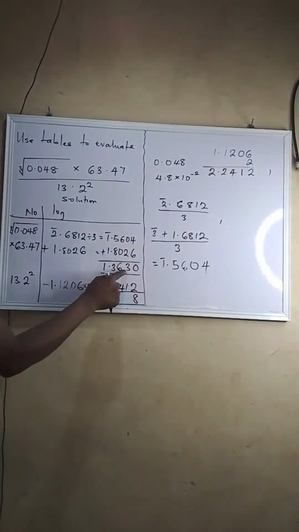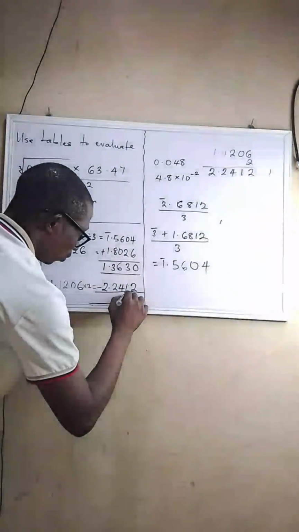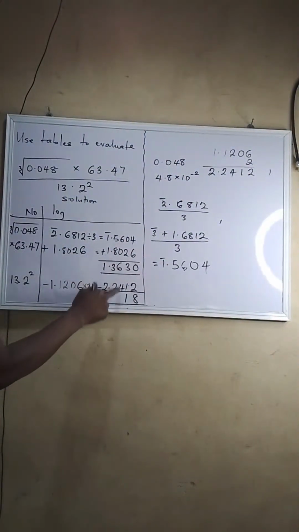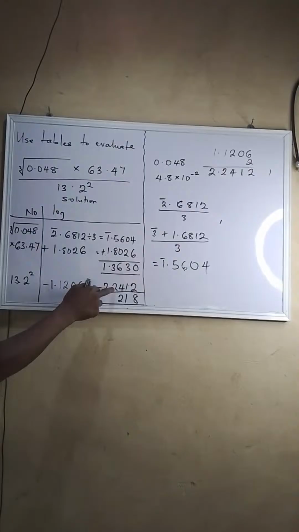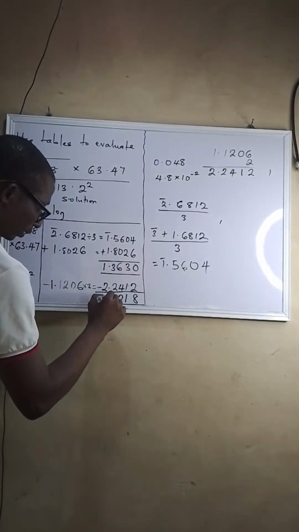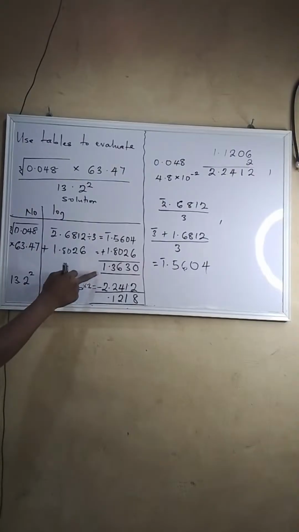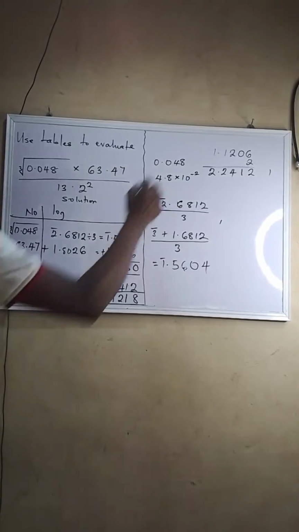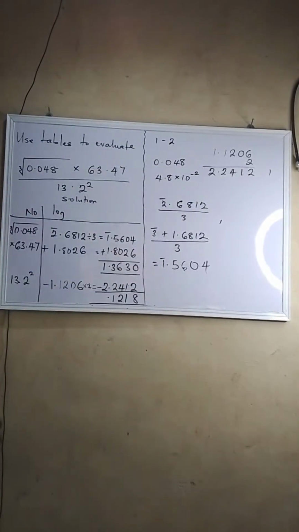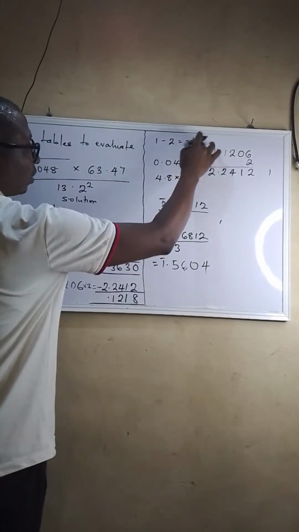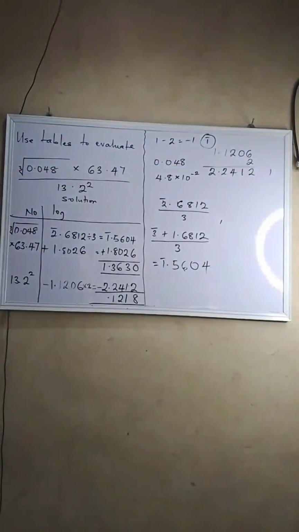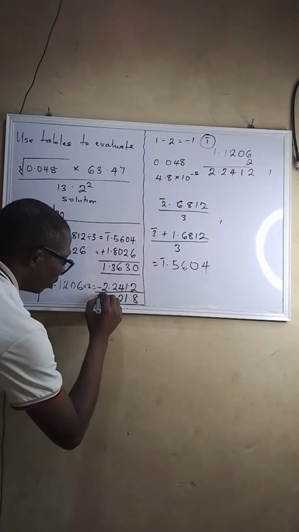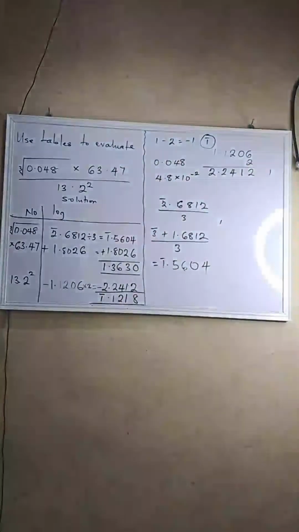Okay, so we are left with 2 here. 2 minus 1, that is 1. And here, 6 minus 4, that is 2. Here, 3 minus 2, that is 1. And 1 minus 2, that will give you what? 1 minus 2 will give you minus 1. And minus 1 is the same thing as what? Bar 1. Okay? So you cannot write negative at the front. So you have bar 1, which is the same thing as minus 1.